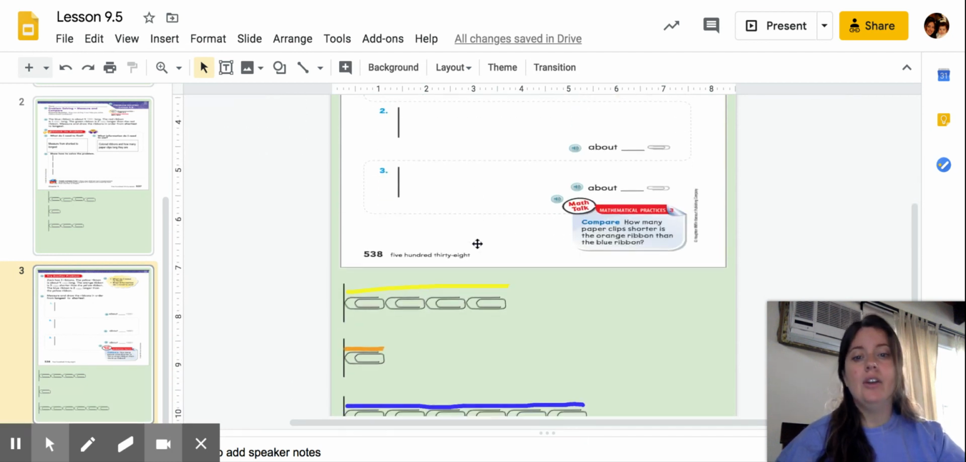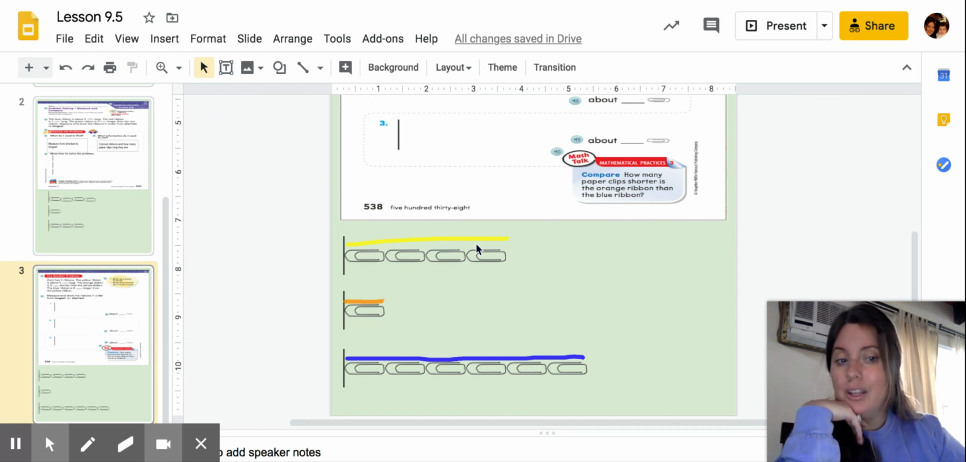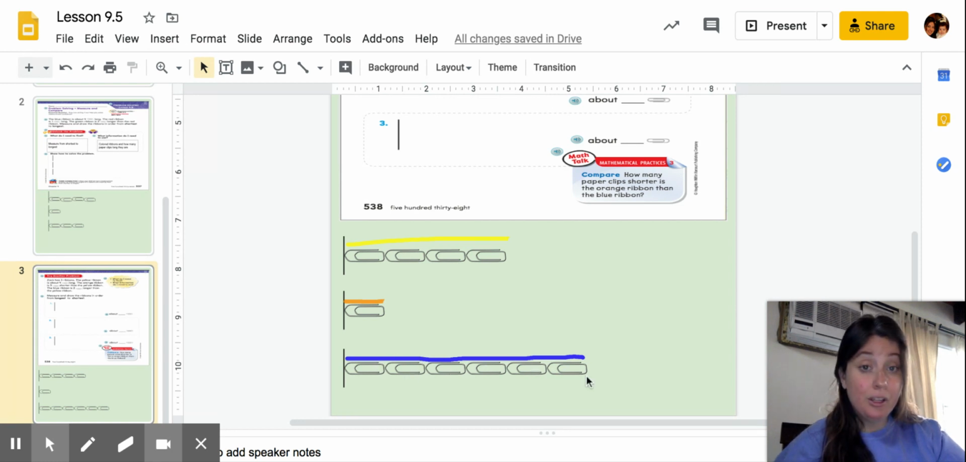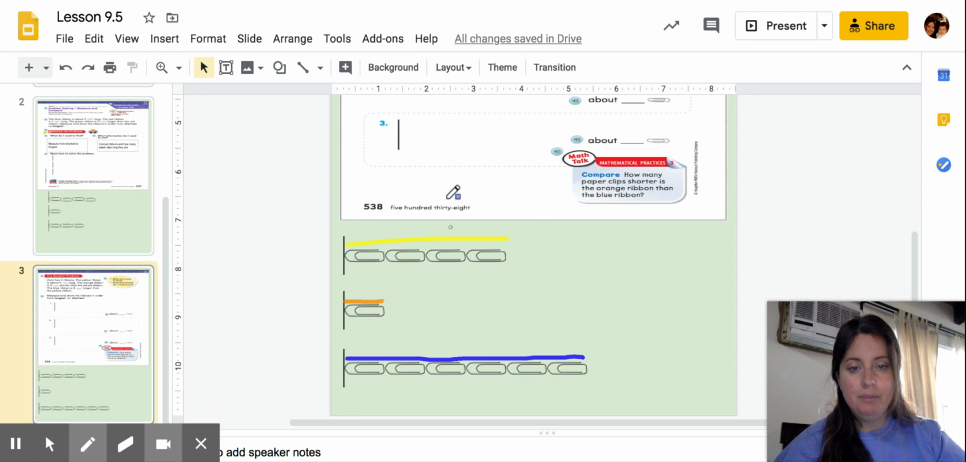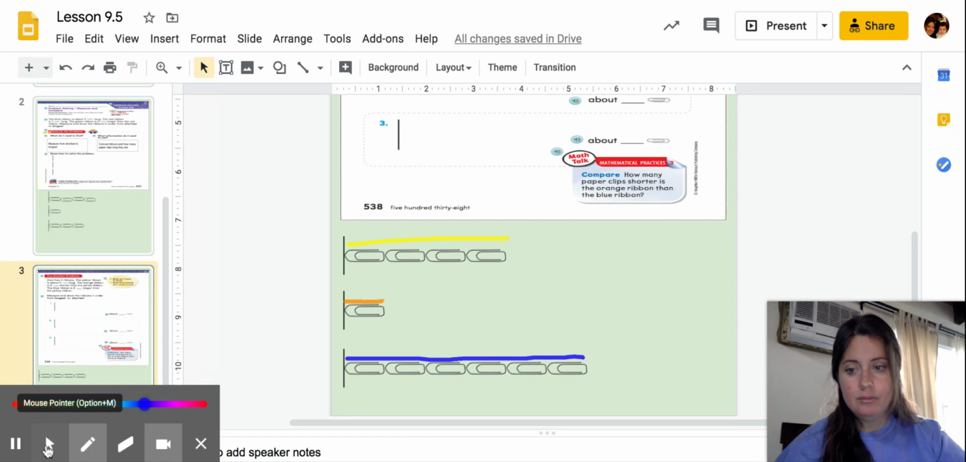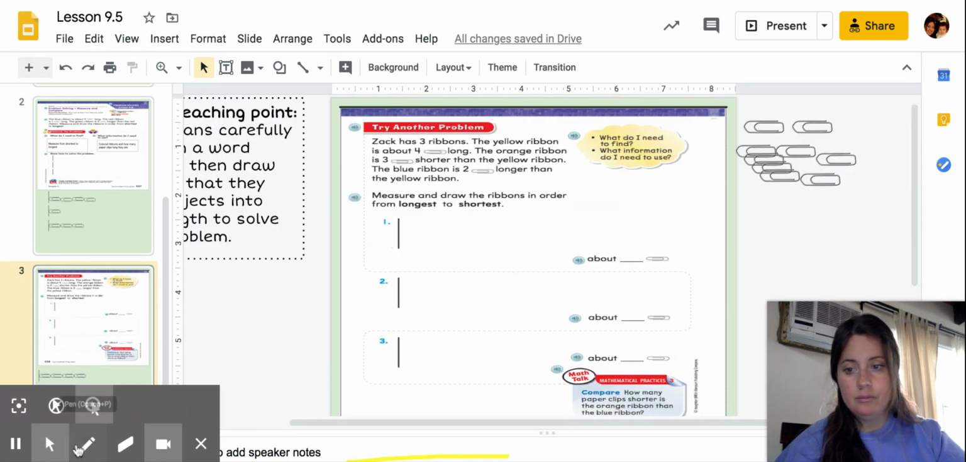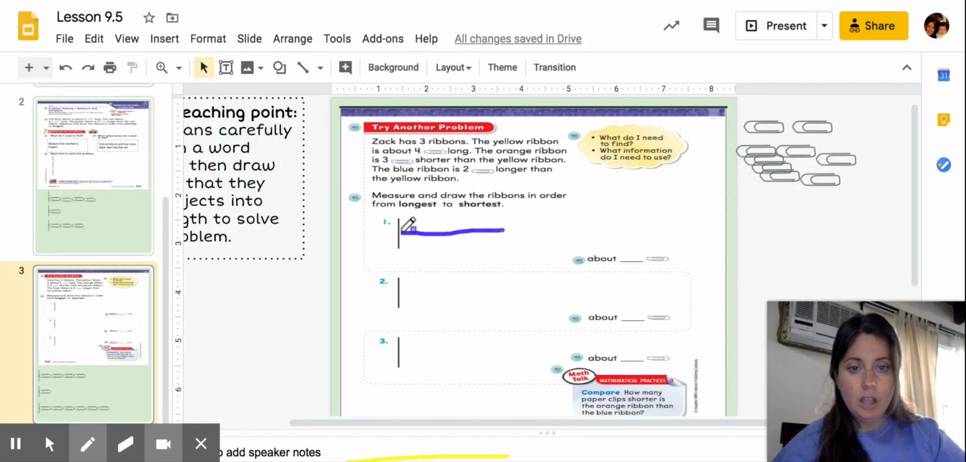No, it's not. Okay, so which is the longest? What do you think, first graders? If you said blue, you're right. Look, it's 1, 2, 3, 4, 5, 6 paper clips long. So I'm going to go ahead and draw my blue ribbon in the first space. I'm going to make it long, about 6 paper clips long. And I'm going to write that it's about 6 paper clips long. Okay.